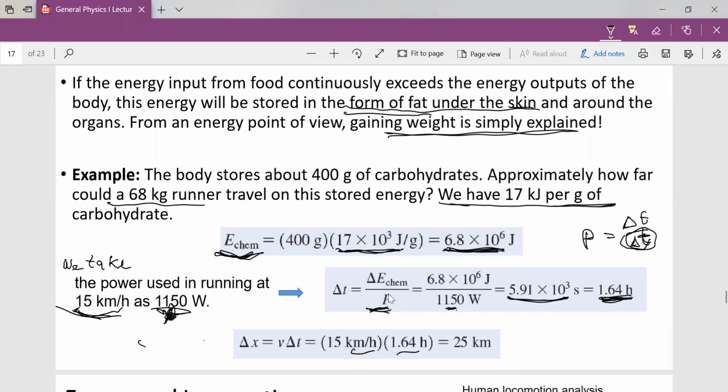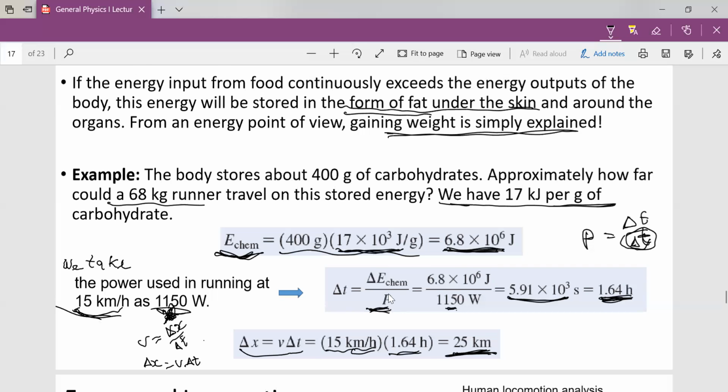Okay, so we'll have V equal to change in distance over change in time. So change in distance, therefore, is equal to V times change in time. That's the equation you have here. So multiplying the velocity, or the speed, 15 kilometers per hour, times the time, which is 1.64 hours, we're able to obtain the distance that the runner will cover using this quantity of energy.